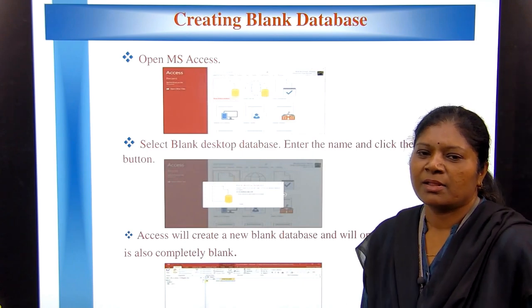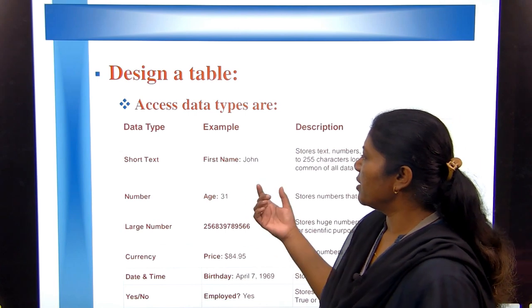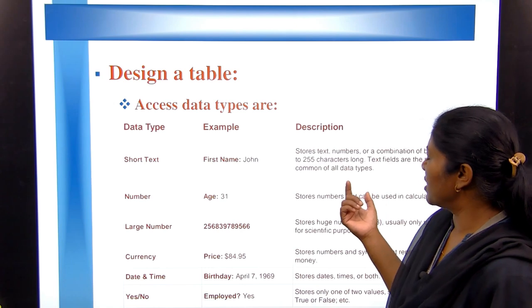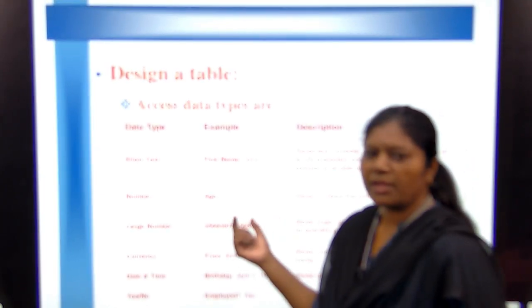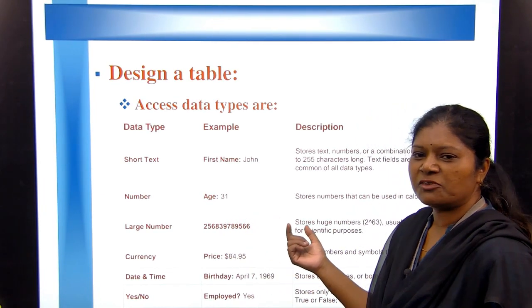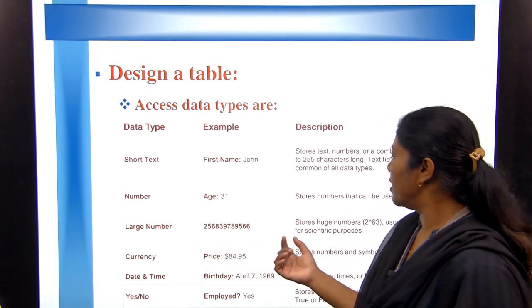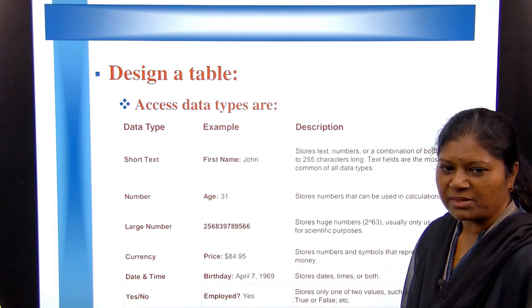Here are some data types used in Access. The first data type is short text. Here in short text you can use a name or anything which contains the size of 255 characters. Next, number. It is used for age or any short number for the calculation. Next, large number. Here you can store a huge number for scientific purposes.